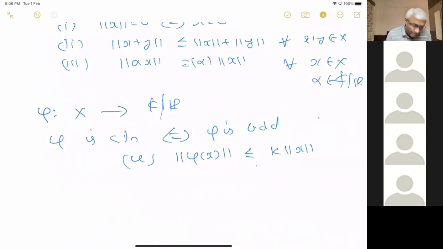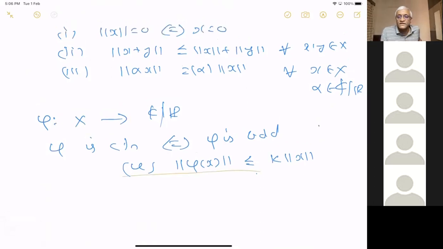But when we consider a normed linear space, it's not just a vector space, we have a norm structure also. Functional analysis is a kind of combination of algebra and topology. We have a norm which gives a topology, and we would like to consider continuous linear functionals, not just linear functionals. A linear functional is continuous if and only if it's uniformly continuous, if and only if it is continuous at some one point, and it's equivalent to saying it is bounded.